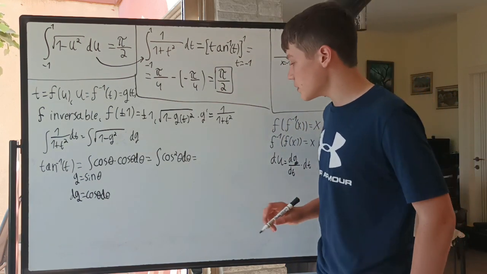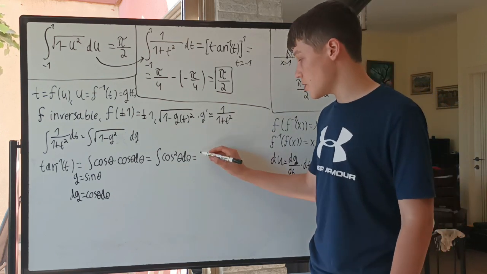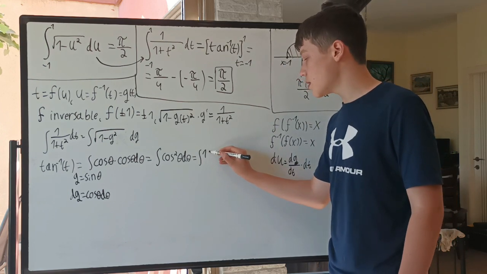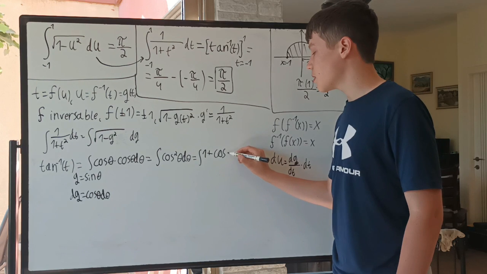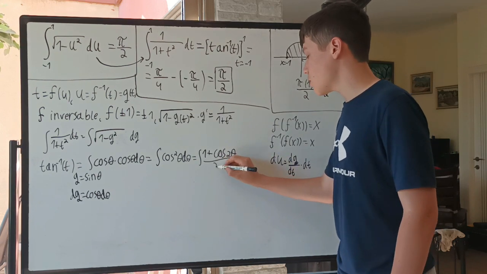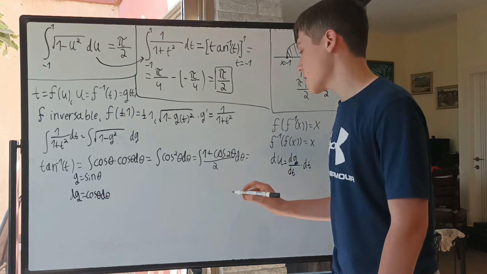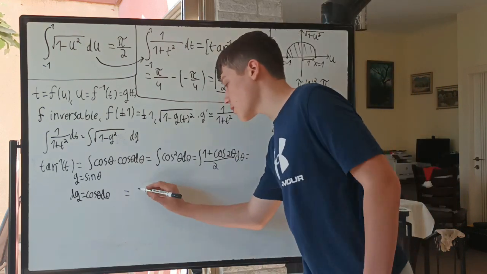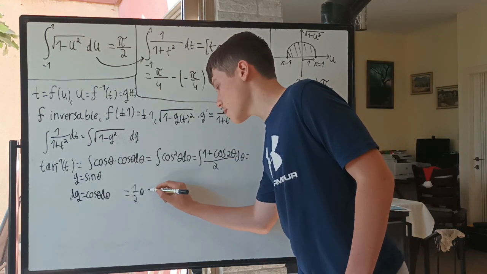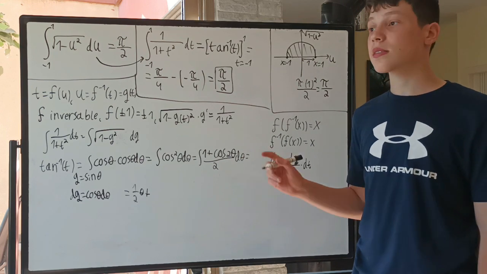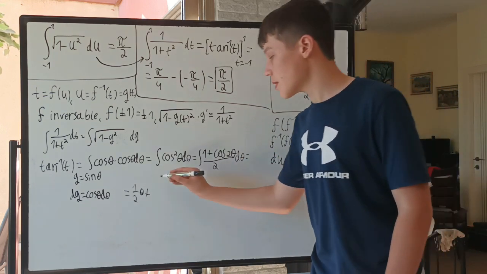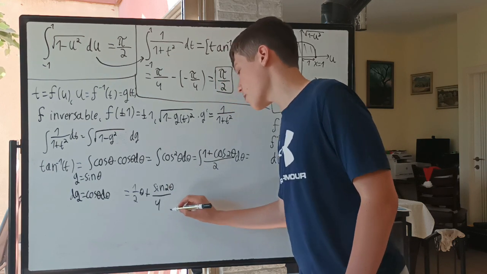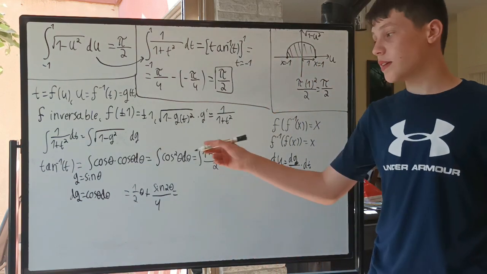Now, here I'm going to use a double angle identity, which is that cosine squared theta is (1 plus cosine 2 theta) over 2 d theta. Now, I can evaluate each part here separately. The integral of a half is 1/2 theta. The integral of cosine 2 theta is sine 2 theta over 2. And then divided by 2 again will be sine 2 theta over 4. So now, theta is arcsine of g.